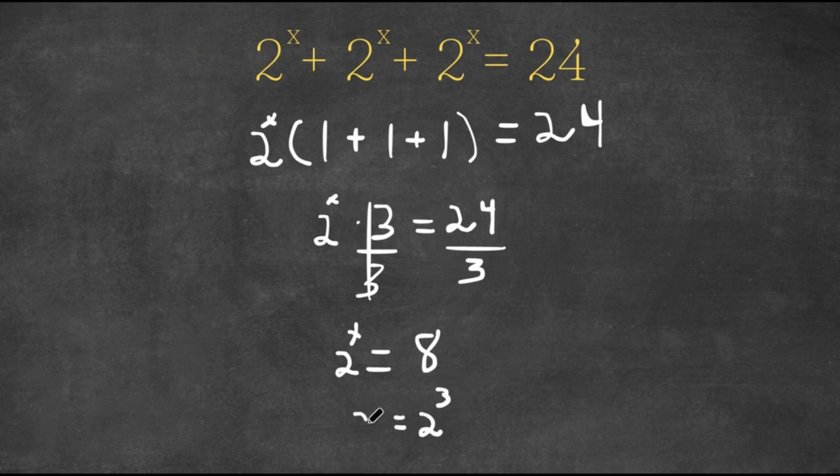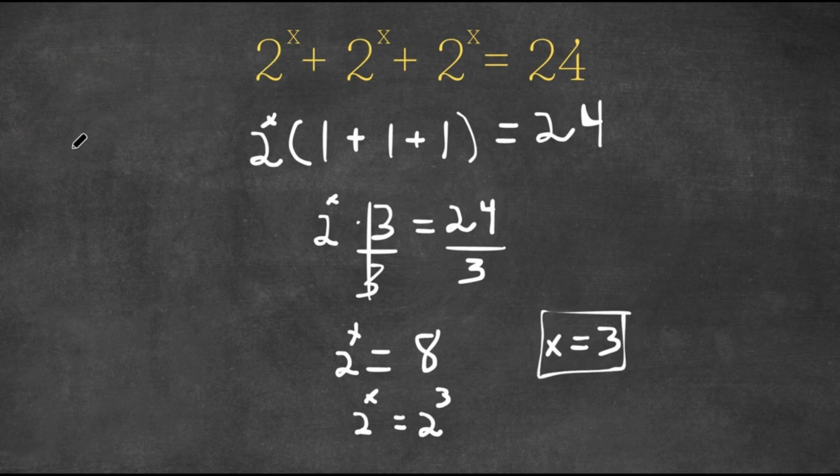So now we have 2 to the power of x is equal to 2 to the power of 3. And because these two bases here are the same, this also means that the exponents are the same as well, meaning that this is equal to this. So x is equal to 3. So this is our answer.